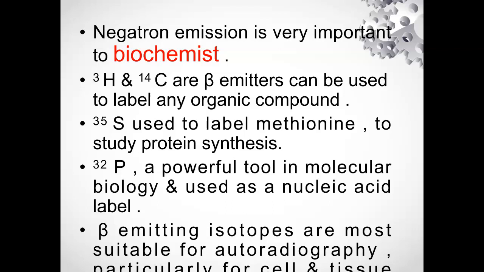If you notice, the nucleic acid contains a nitrogenous base, which can be a purine or a pyrimidine base, the sugar, which can be a ribose or deoxyribose, and the phosphates, which is what is used for connection in the synthesis of the nucleic acid. So we have the beta emission. Beta emitting isotopes are most suitable for autoradiography, particularly for cell and tissue studies.